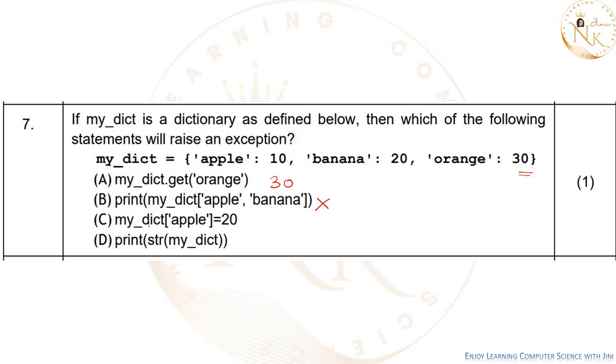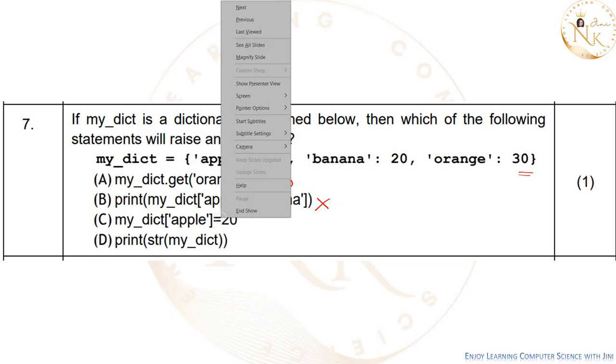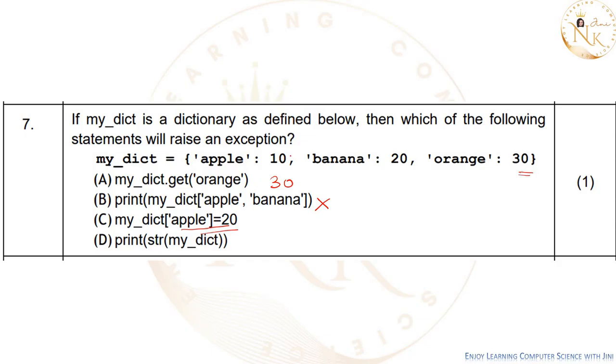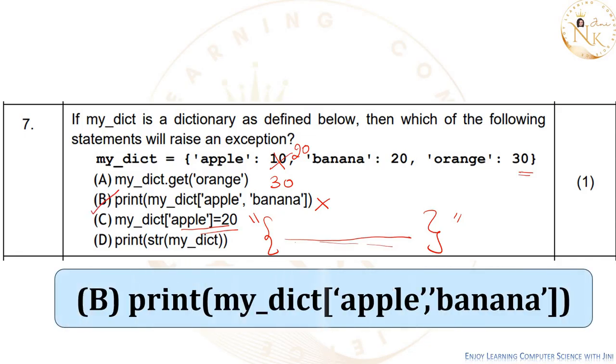This is wrong. Now myDict of apple is equal to 20. When this statement is executed, what happens? The existing value will be changed to 20, because dictionaries are mutable, the values can be changed in place. Only the values, not the keys. Now print str of myDict. What will be the output for this? Your output will be the string of the entire dictionary, apple colon 20 will come inside. Okay. So which statement will raise an exception? And the answer is B. That will raise an exception.